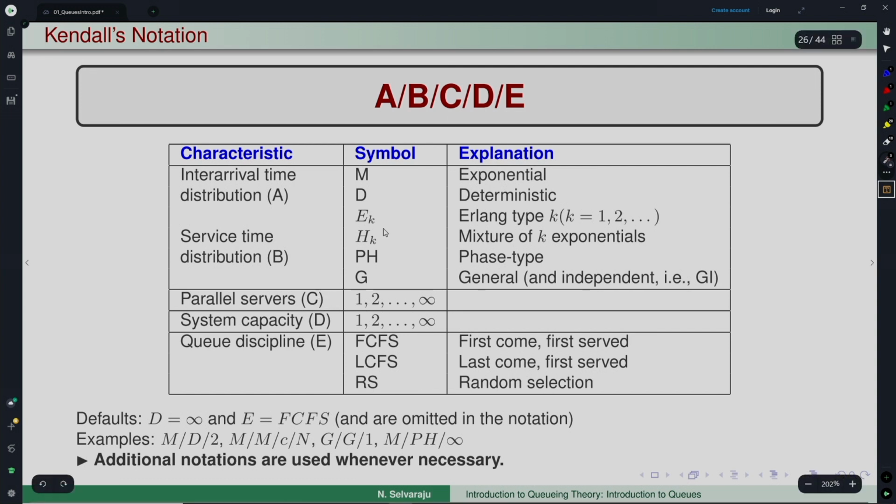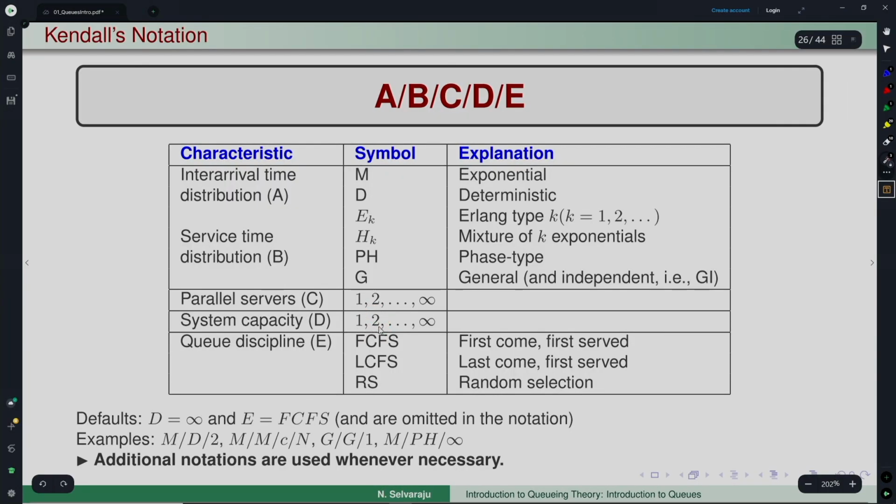And the third ingredient in this symbol is the number of servers. It could be one server, two servers, some finite number of servers, or an infinite number of servers. D represents the system capacity. This could be 1, and if there is a single server and the capacity is 1, that means there is no waiting space per se. There are situations like that, which are typically called loss systems. And there could be more capacity, and the system capacity could be infinity as well, which means any number of people can queue.